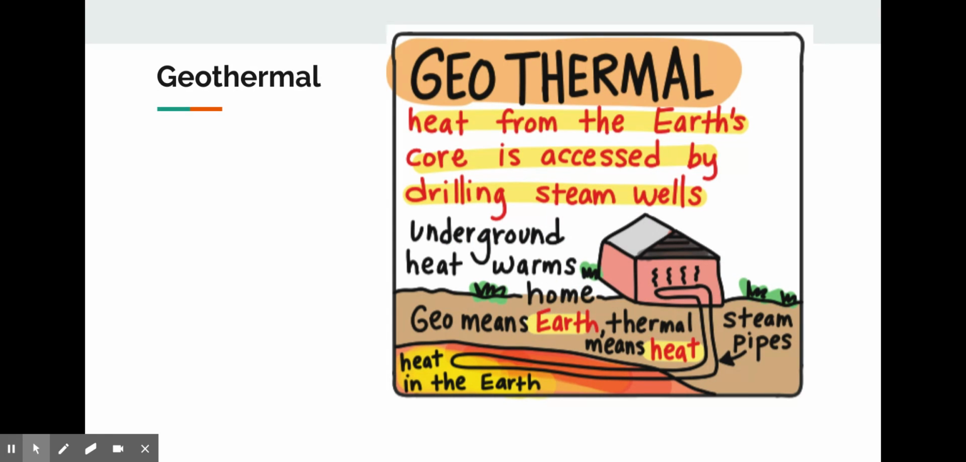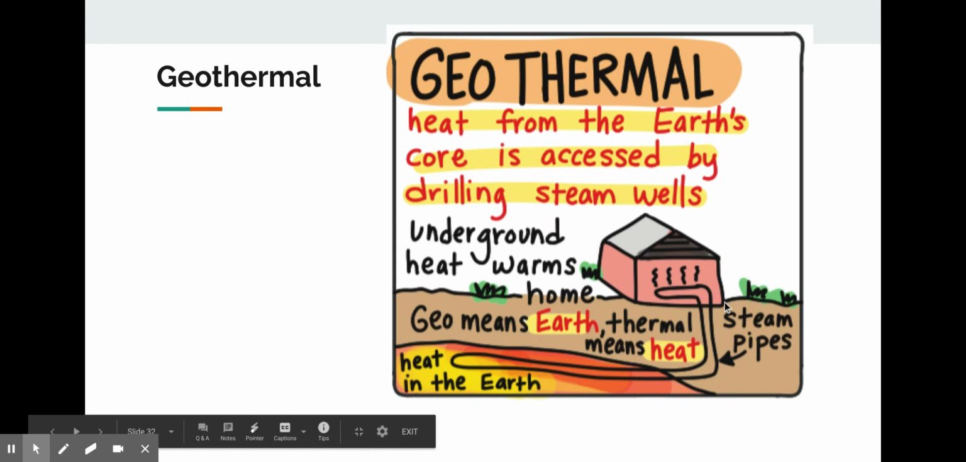Next, we have geothermal. With geothermal, heat from the Earth's core is accessed by drilling steam wells. Underground heat warms your home or a space, right? Geo means earth, thermal means heat. So here's how this works. Remember we talked about the piping? The piping is placed into holes that are drilled into the earth.